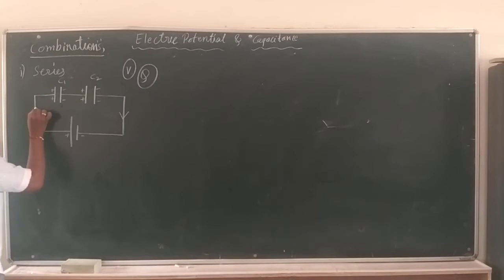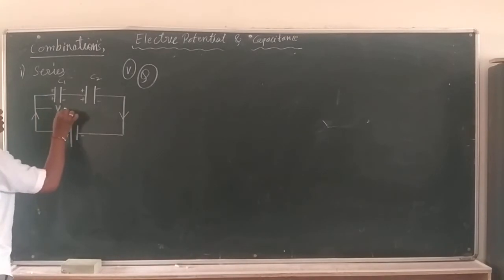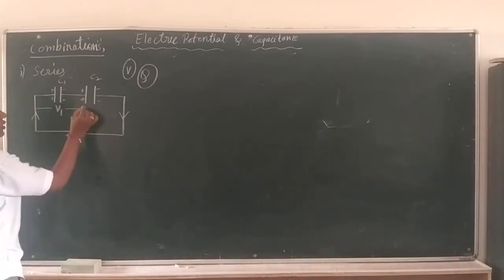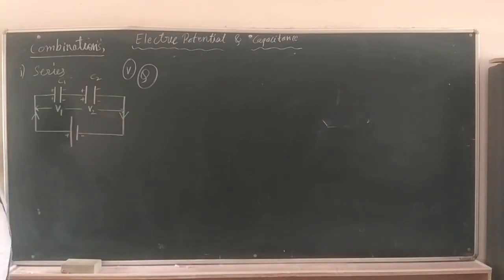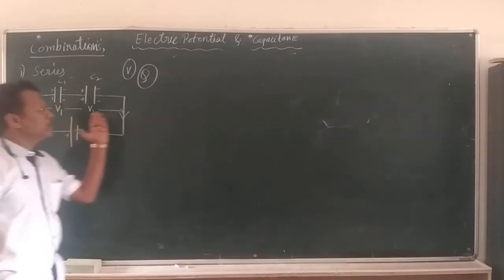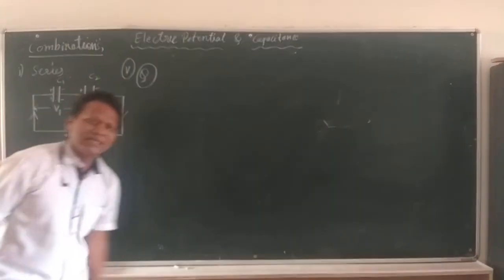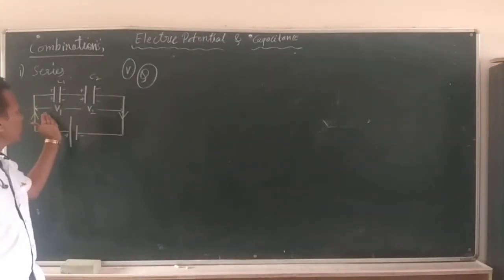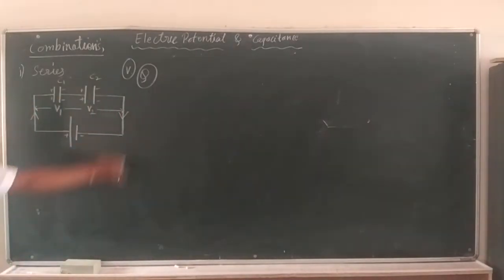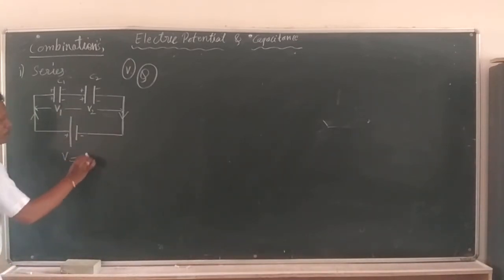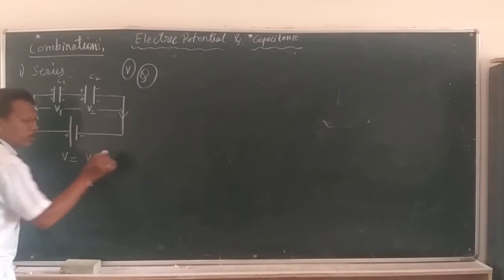So what happens here? C1 will have a potential V1, whereas C2 will have a different potential V2. If you connect C3, C4, C5 up to Cn, we write V1, V2, V3, V4, and so on up to Vn. But the charge Q is the same. Charge Q is a constant. Now, how do we calculate the total potential? The total potential V is equal to V1 plus V2.